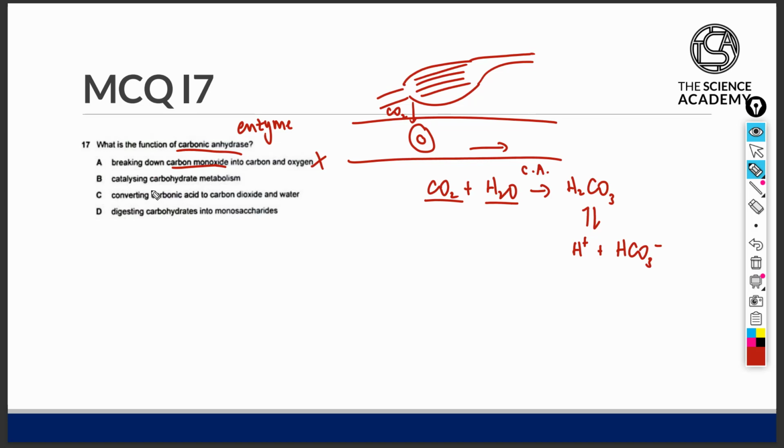B states that carbonic anhydrase catalyzes carbohydrate metabolism. This is also not true. C states that the enzyme converts carbonic acid to carbon dioxide and water.